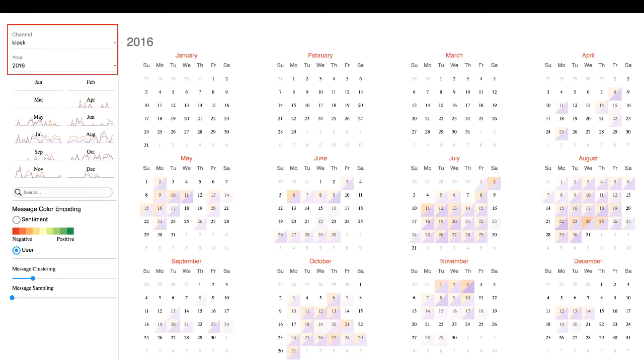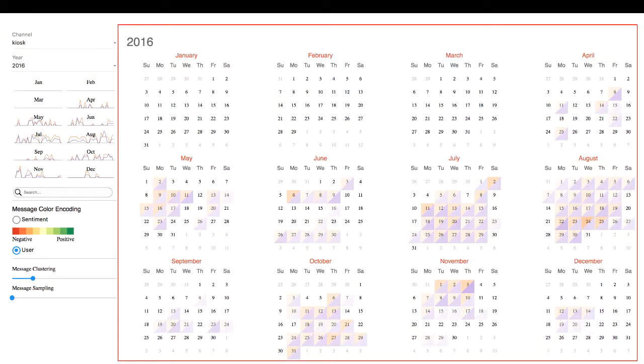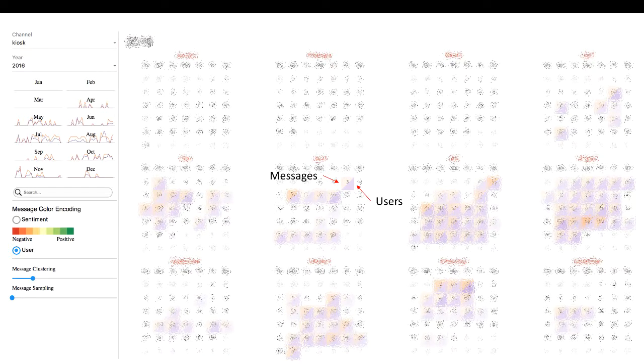When a user selects a channel and a year, the year view appears to show the raw activities of a team in 1 year. The year view uses heat maps to reflect daily team activities. We divide each date along the diagonal into 2 triangles to encode 2 important quantities: the volume of messages in orange and the number of participating team members in purple.